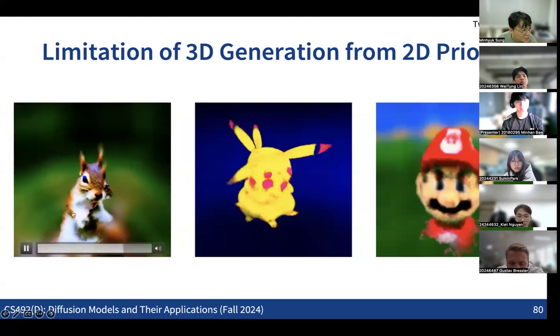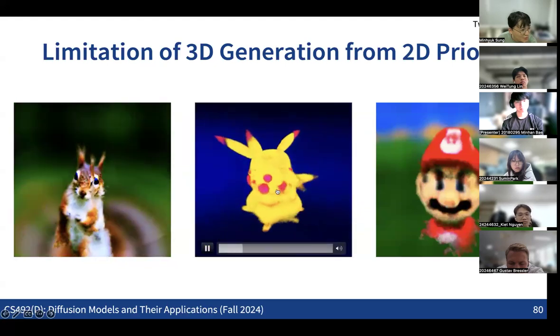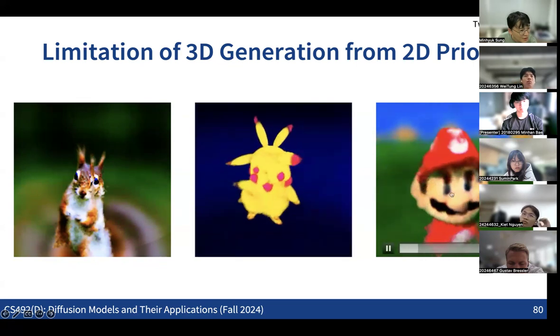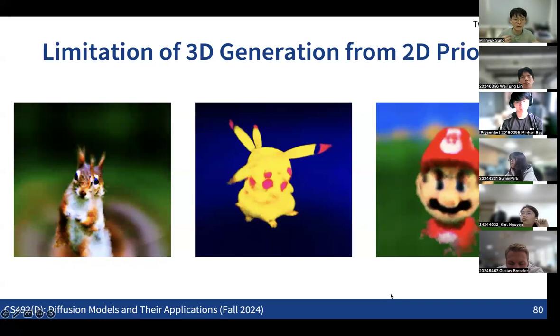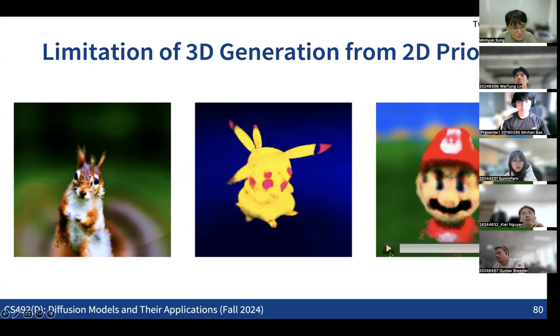We are having multiple faces for the squirrel here, right? Also the same for the Pikachu and also here, right? Having multiple faces. So these are examples where we see somewhat realistic images to some extent for many specific views. But if we look at all the 3D outputs from the different views, we can see that the outputs are not consistent and don't make sense, because we are having multiple faces from different views. So this is the problem called the Janus problem, having multiple faces from different views.